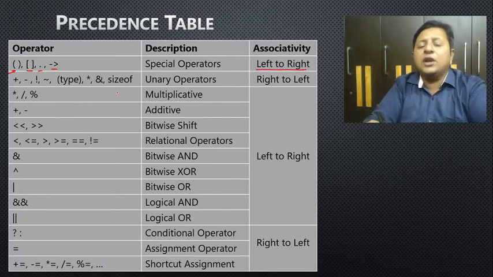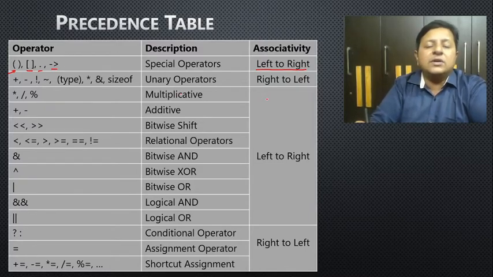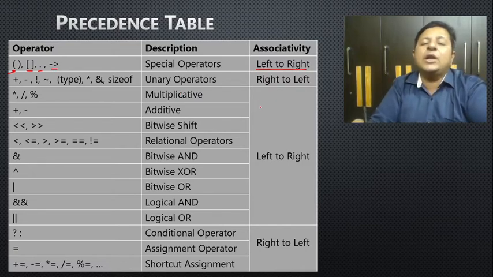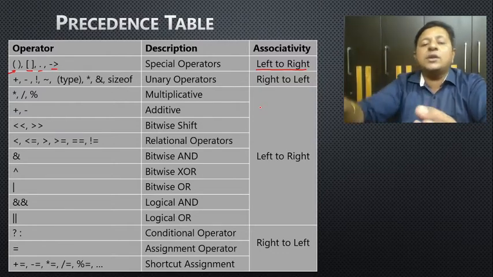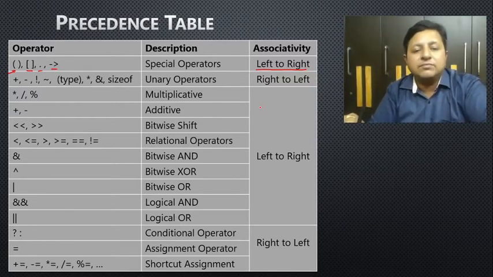So if I've got two brackets or two dots, then it has to be taken left to right. Maybe if you have a bit of an idea about using the dot operator, when I say A dot B dot C, then it has to be A dot B first and then dot C will be applied. So it will be left to right.